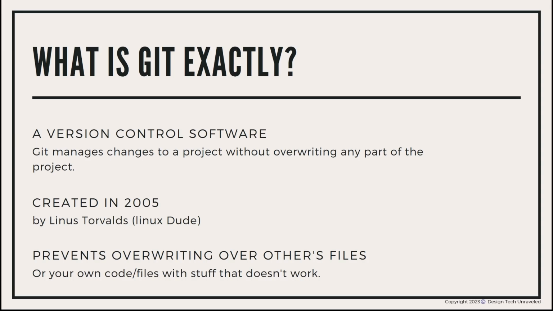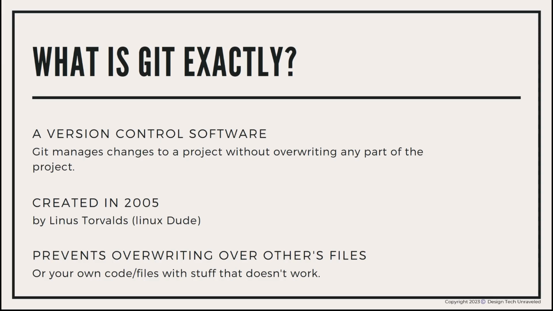What is Git exactly? It is a version control software. Git manages changes to a project without overwriting any part of the project. So it helps you merge things and have all these versions of it available to you. It was created in 2005 by a guy named Linus Torvalds. He made Linux. I don't know why I added that, but that's in there. It was something that someone made, probably because they lost some work. It prevents overwriting of other files, of other people collaborating with you, or overwriting of your own code or files. That way you're not all screwed up like I was.